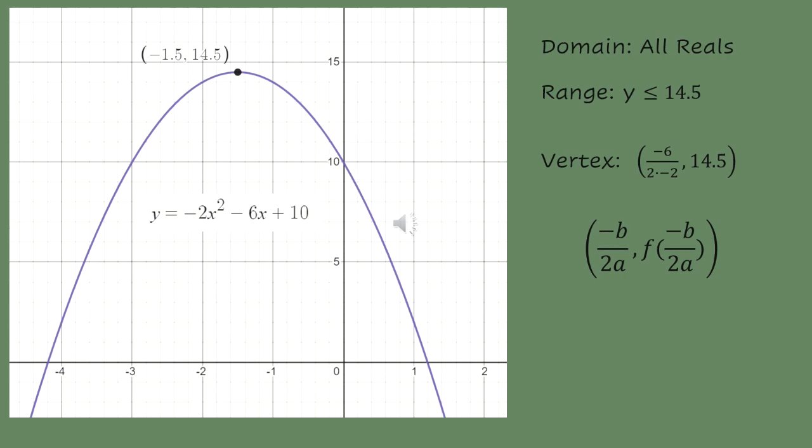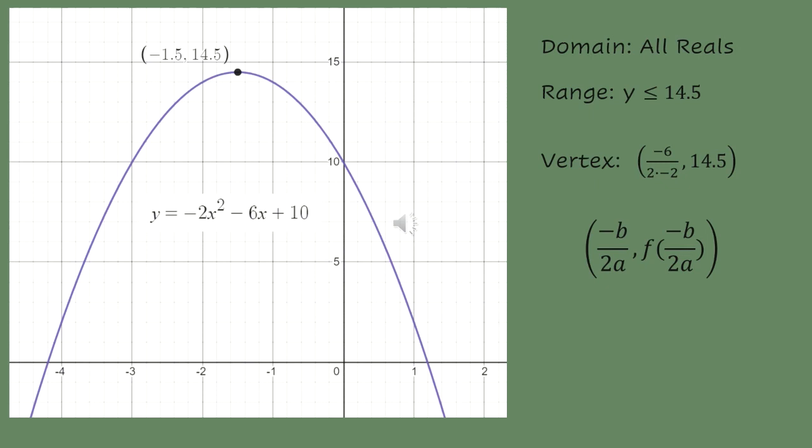So the range is y is less than or equal to 14.5. The highest y value I hit is 14.5, and then I can get any value below that. I can't get any values above that. By the way, if you have a parabola in standard form, where you have a number times x squared plus or minus a number times x plus a constant, you can find the vertex by following the guide that is on here.